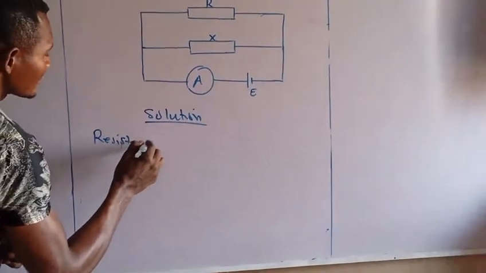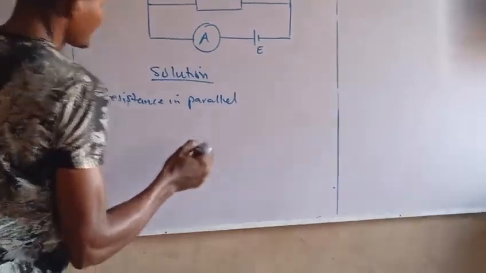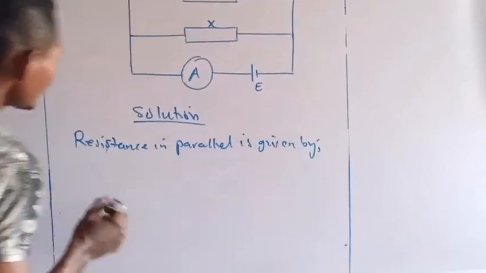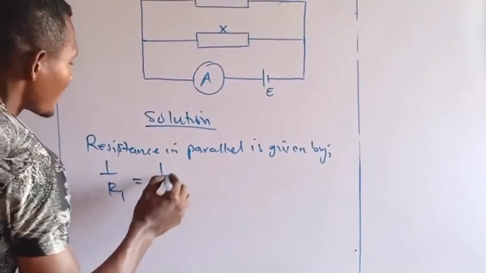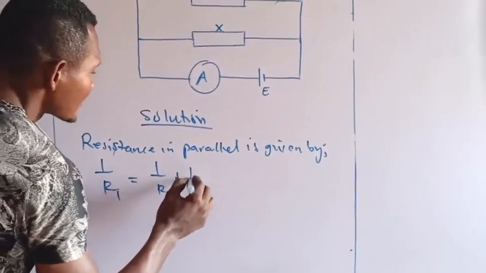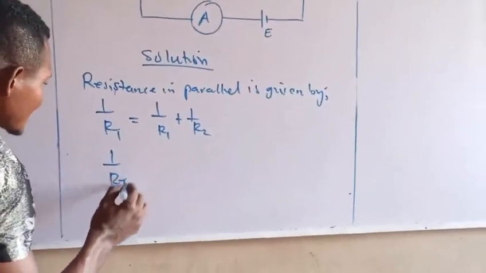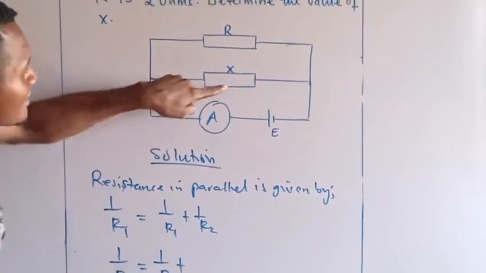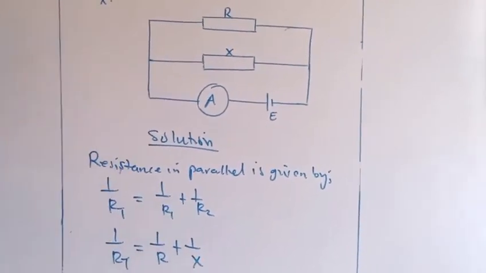Resistance in parallel is given by 1 over R total is equal to 1 over R1 plus 1 over R2. So it means I have 1 over RT is equal to R1, let's take it as R. So that is 1 over R plus R2, let's take it as X. So that is 1 over X.